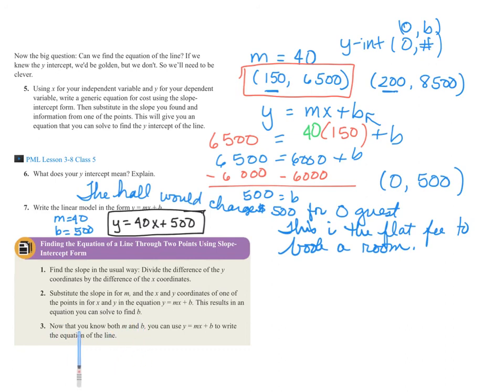And step 3 says now that you know both m and b, you can use y equals mx plus b to write the equation of your line. And we certainly did that. y equals, m was 40, so 40x plus, and then b was 500.